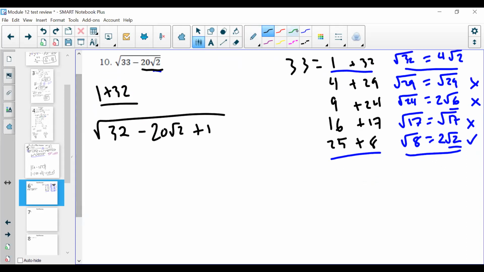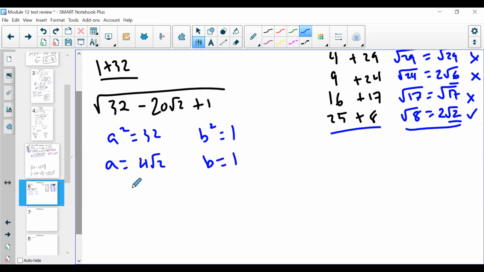And then from here, I know that my a squared term, that's 32. My b squared term, that's 1. So a is the square root of 32, which we saw is 4 root 2. B is going to be 1. So 2ab will be 2 times 4 root 2, which is 8 root 2, times 1, and that's 8 root 2. This 8 root 2 is not the same as 20 root 2, so that tells me that 1 and 32 is not the scenario that's going to work.